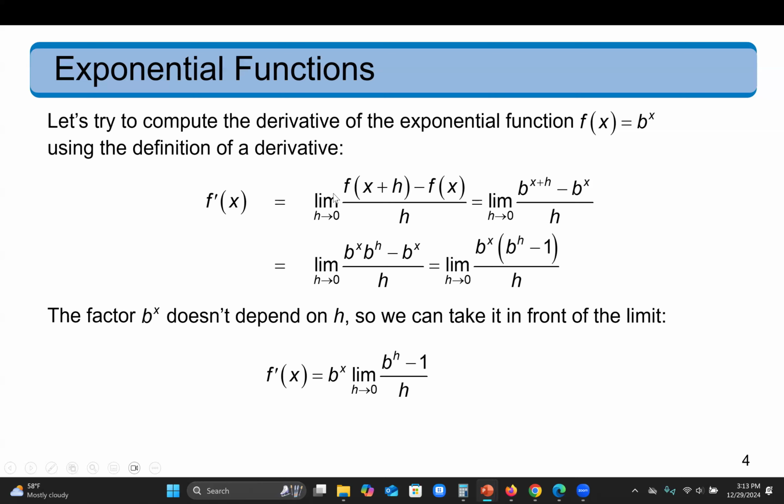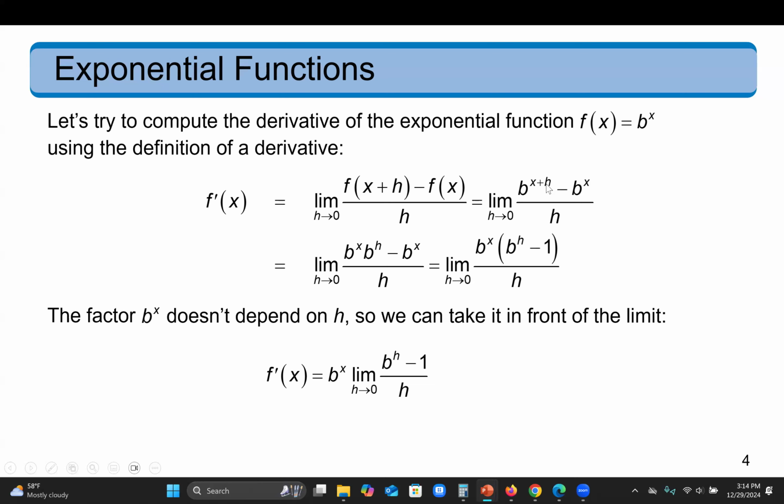So using the limit process, we say the limit as h approaches 0 of f at x plus h minus f at x, divided by h. So we know f at x is b to the power x. So this will give us the limit of b to the power x plus h, because this is f at x plus h, minus b to the power x, because that's minus f at x, divided by h.